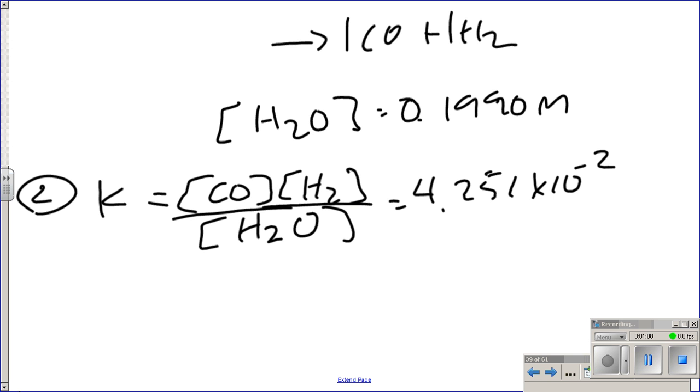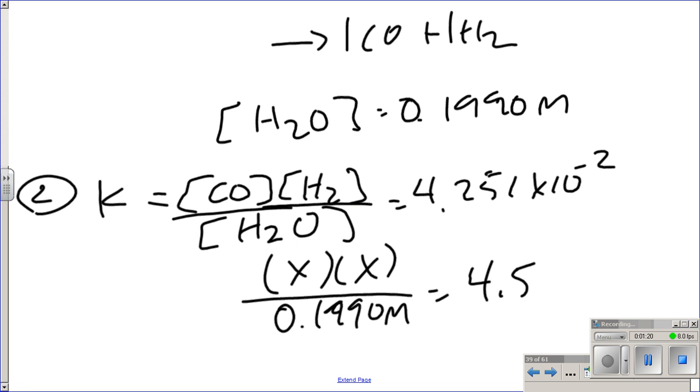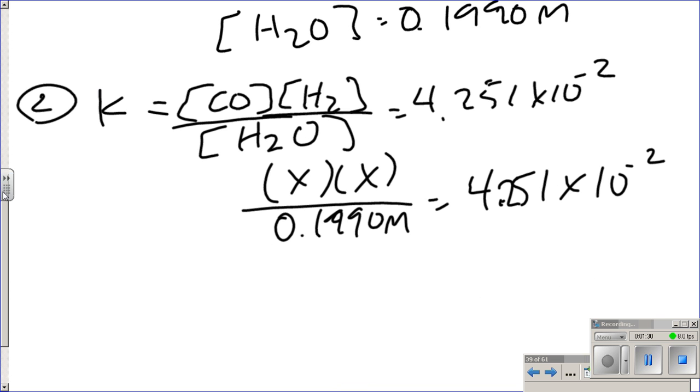And so you can always solve for x. It's just algebra. So if you know your K value, you know each of these are worth 1x, x, and x over 0.1990 molar. Set that equal to the K value given, 4.251 times 10 to the negative 2. Then you can solve for the concentrations by solving for x. So tell me how you're solving for x here.